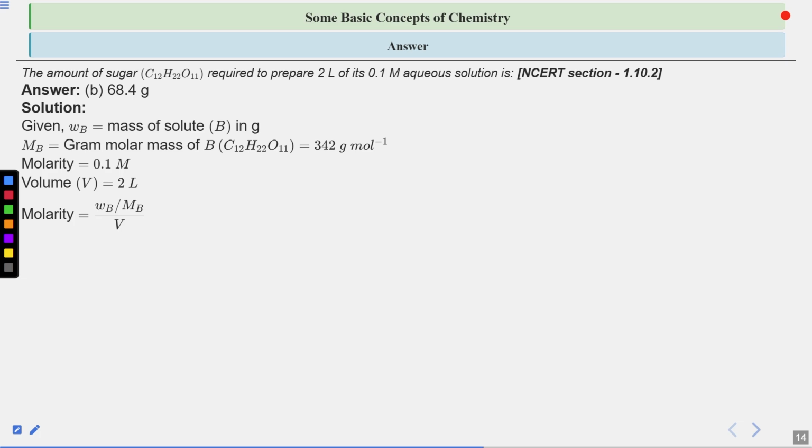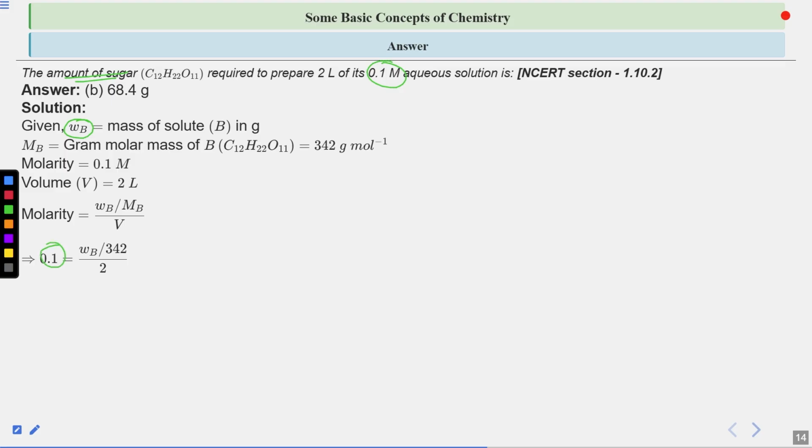Then molarity can be calculated as given weight by molecular weight divided by the volume. So given weight is to be calculated. We are asked to calculate the amount of sugar. We will keep it as WB. Molarity is given as 0.1. So we have substituted this value.